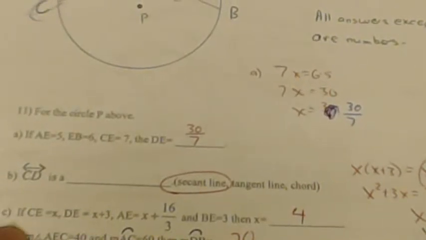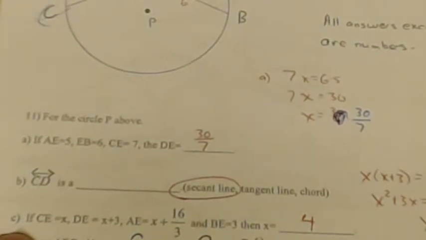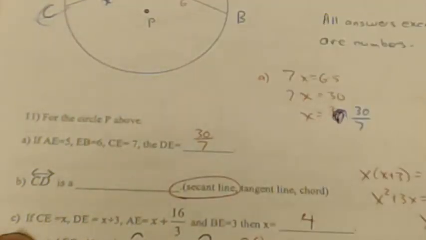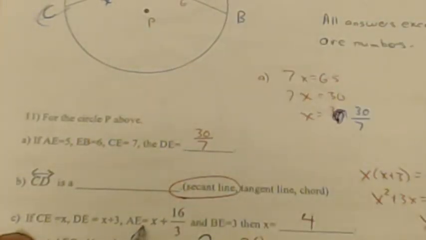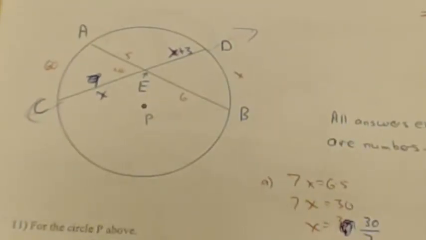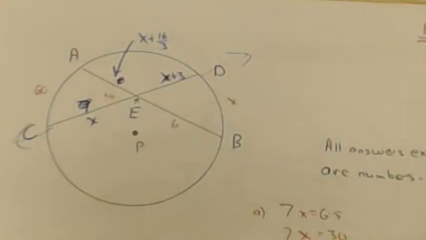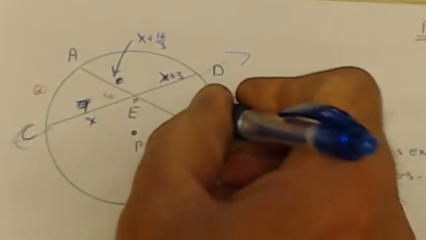Okay, on problem 11 part C, you're given the length of CE this time. I'm going to scribble out this other stuff. CE is x. DE is x plus 3. AE is x. Let me scoot that down so you see where I put that in. AE is x plus 16/3. So that guy right there, x plus 16/3. And the last piece is that BE this time is 3.